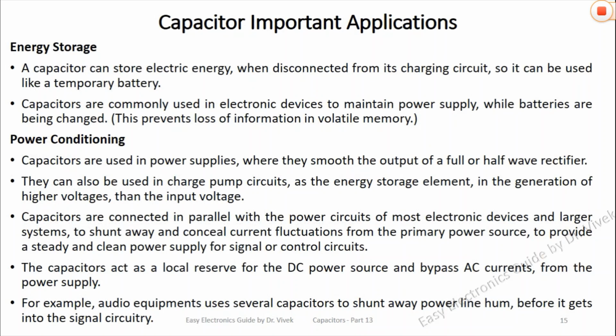Some of the important capacitor applications are discussed here. A capacitor can store electrical energy when disconnected from its charging circuit. Capacitors are used in power supplies to smooth the output of rectifiers.